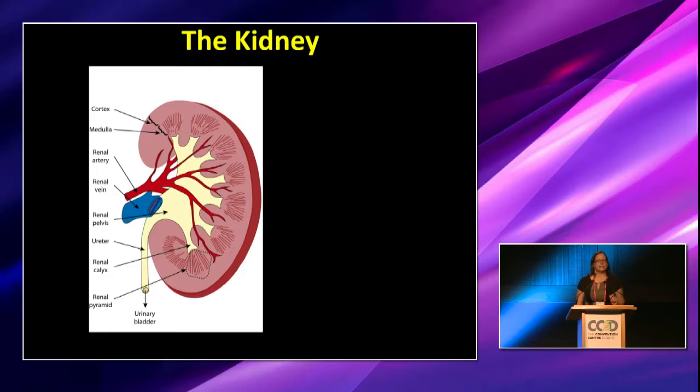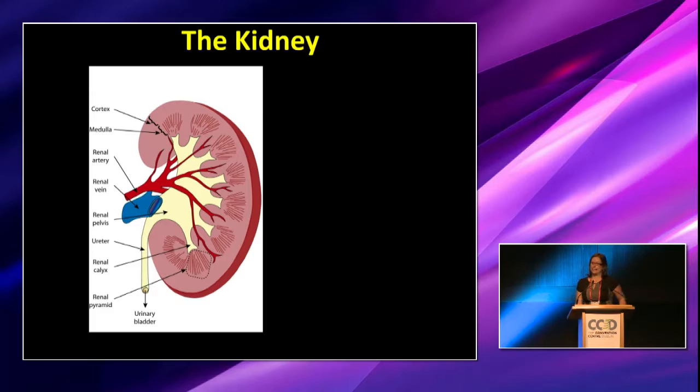The kidney is the organ in our body that is largely responsible for controlling pH and electrolyte balance. It is very critical for the control of blood pressure and overall homeostasis. Over here on the left is a bisected human kidney. It has an outer region we call the cortex and an inner region called the medulla. The kidneys filter 180 liters of blood per day.